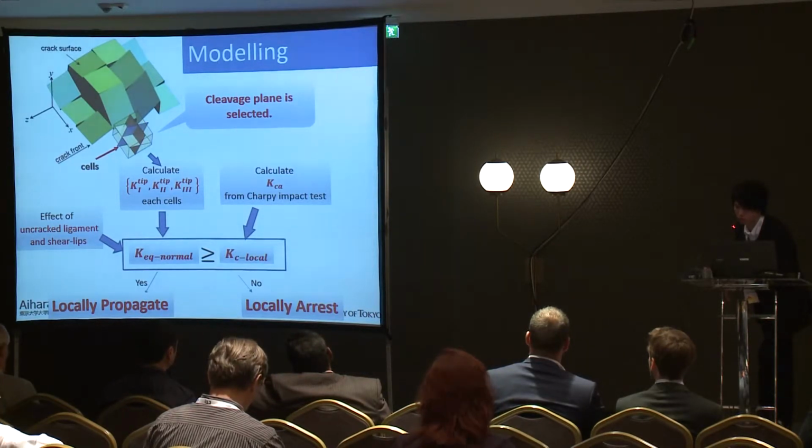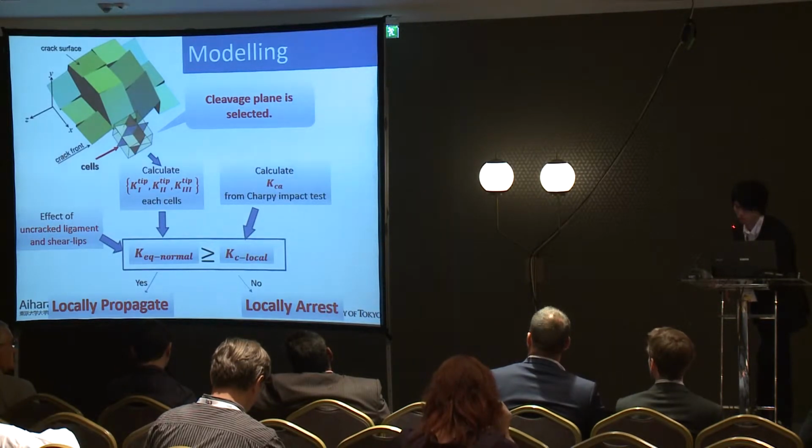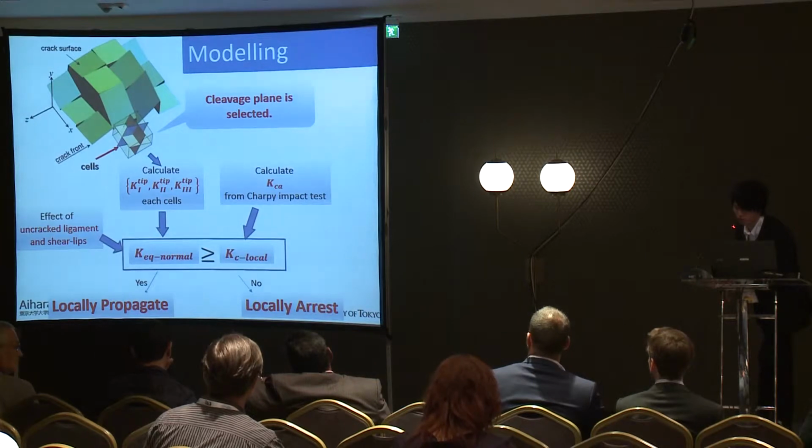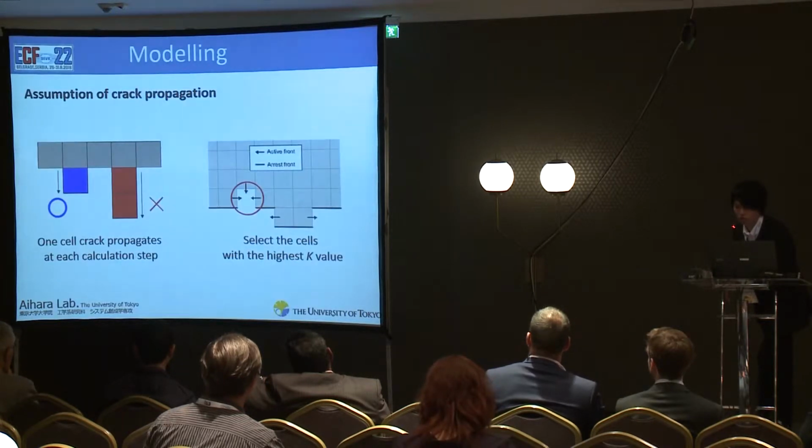This K normal is compared with Kc local calculated from KCA. If K normal is bigger than Kc local, crack propagates. If not, crack is arrested. This is the assumption of crack propagation. The model has two rules. First, only one cell crack propagates at each calculation step. Second, if crack propagates from multiple directions, select the cells with the highest K value.